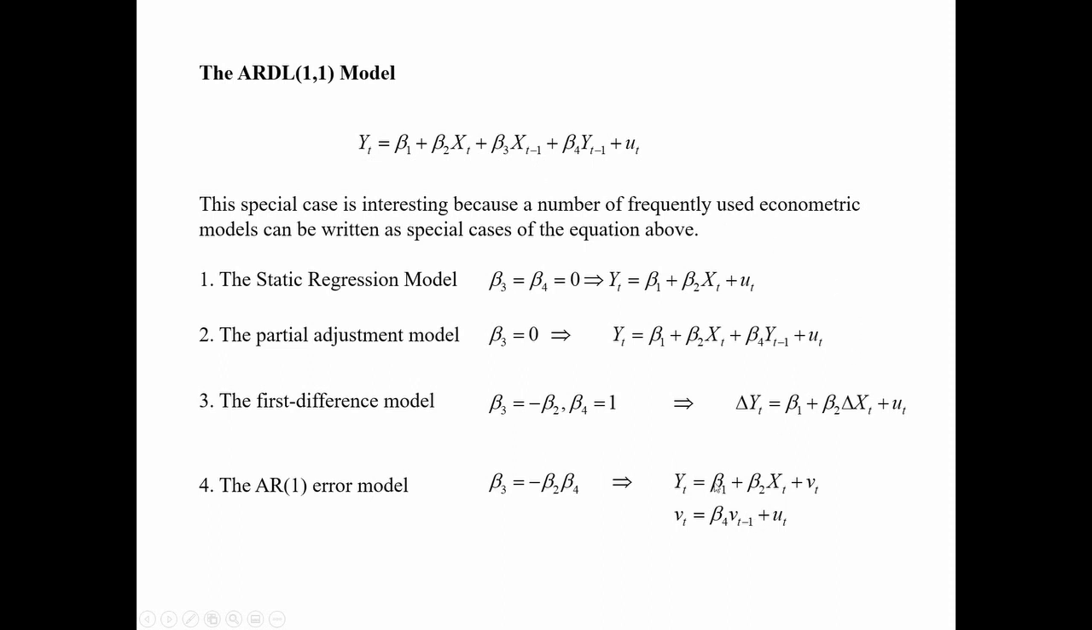So again, the autoregressive error model is one in which we can view it as a special case of the model here. The tricky bit here is that the restriction that gets us to the AR1 error model is a nonlinear restriction in the parameters. And nonlinear restrictions are quite tricky to test for. Again, it creates problems for the testing procedure.